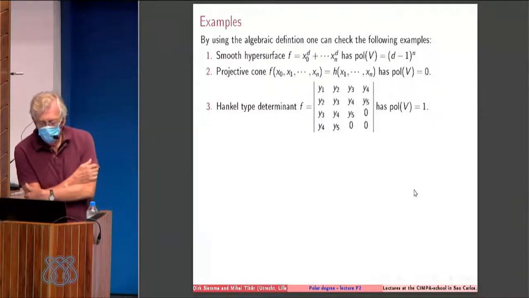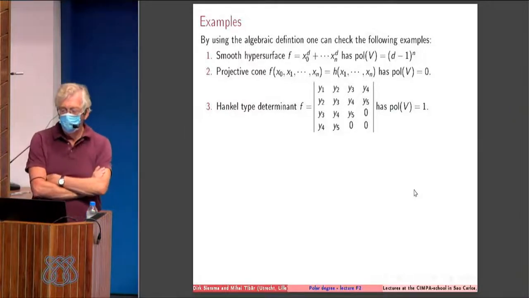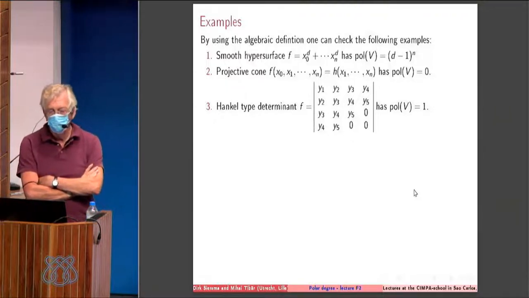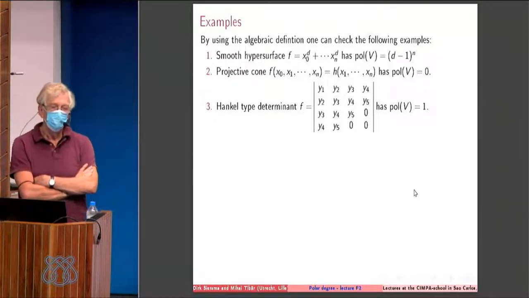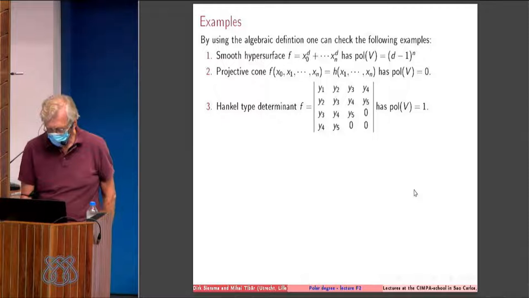Then there are some determinantal singularities which have a certain polar degree. So it is a Hankel type determinant. And if you do your computation, you find that the polar degree is equal to 1. So you can do this as homework.